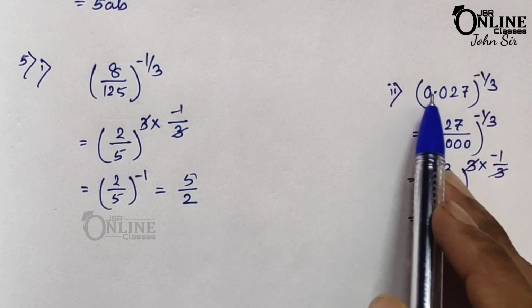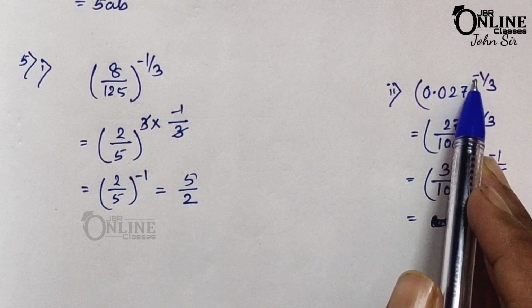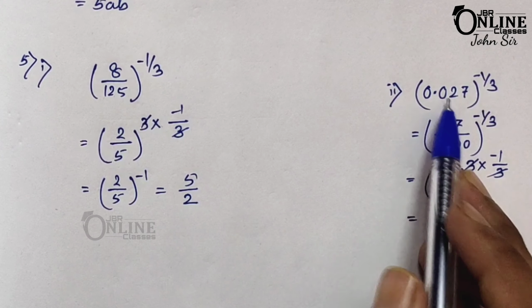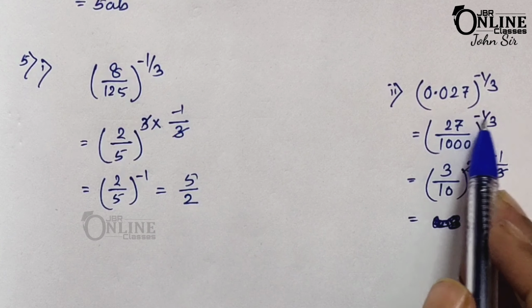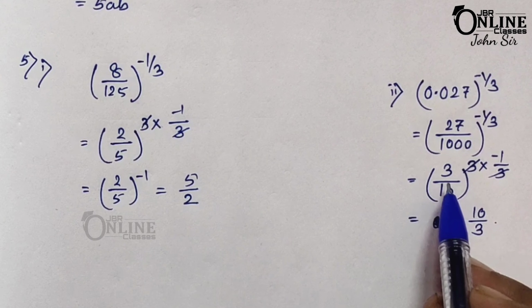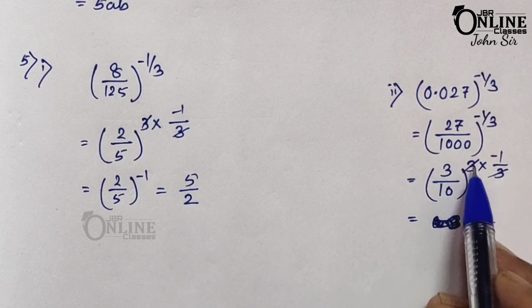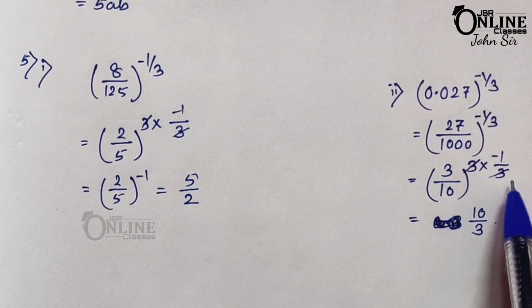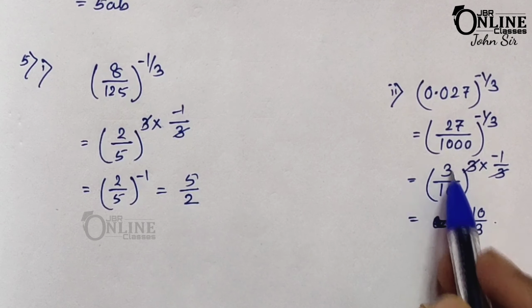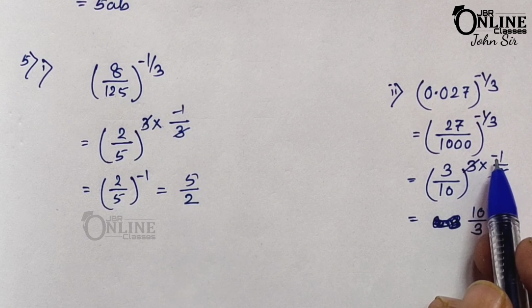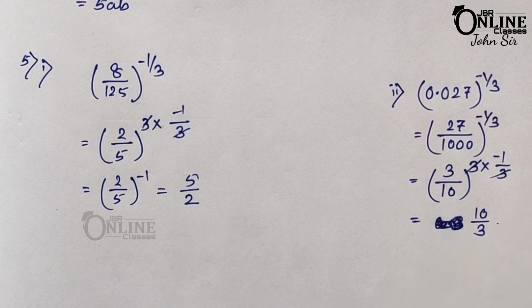Now the second one, 0.027 to the power minus 1 by 3. So 27 by 1000 to the power minus 1 by 3. 27 means 3 to the power 3. 1000 means 10 to the power 3. So 3 by 10 whole to the power 3 into minus 1 by 3. 3 cancel out, that means 3 by 10 whole to the power minus 1. So that means 10 by 3.